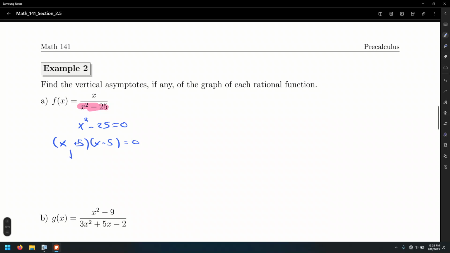That means from here we use the zero product property. x plus 5 equals 0, and x minus 5 equals 0. Set the two baby equations equal to 0, solve them, and those values you obtain, negative 5 and 5, are both the equations of the vertical asymptotes. So we will have a vertical dashed line at x equals negative 5 and another vertical dashed line at x equals 5. Right now we're not going to focus on graphing. That's going to be later in the section.